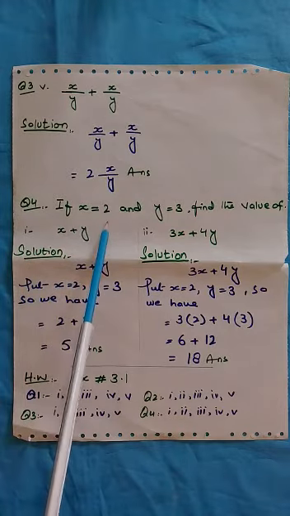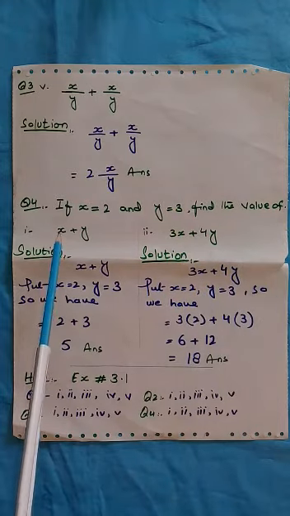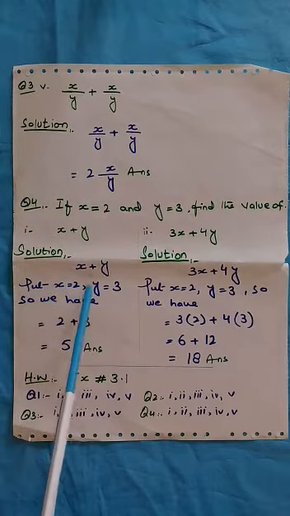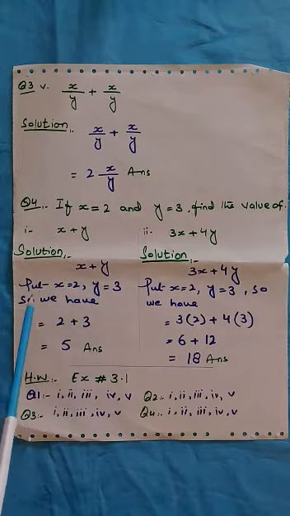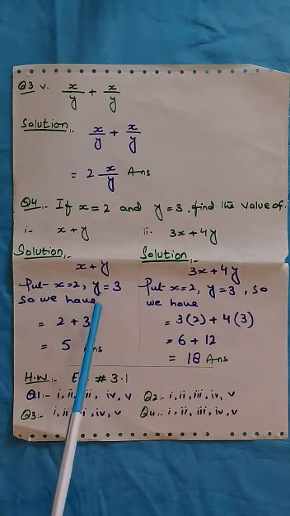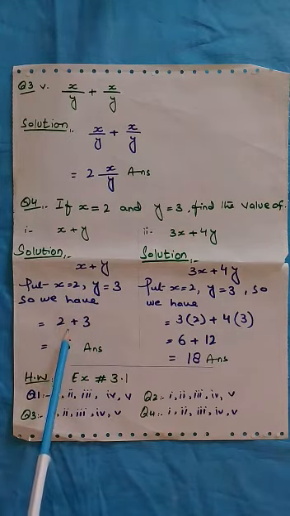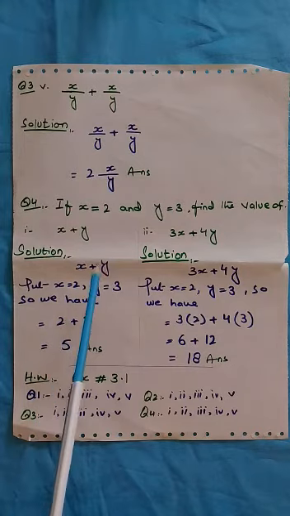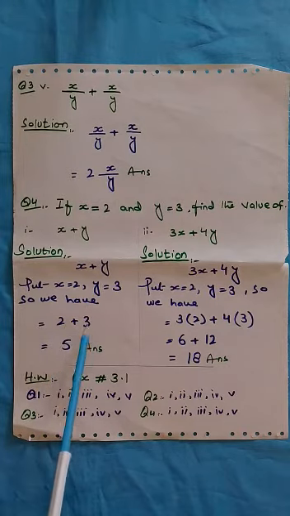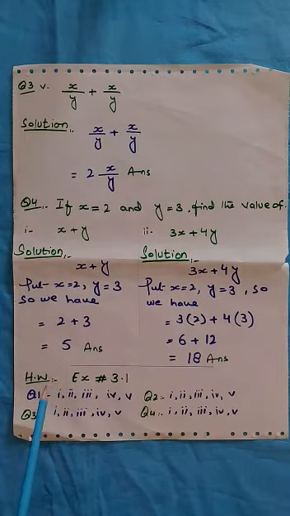Now the last question is question number 4. If x is equal to 2 and y is equal to 3, then find the values. The first one is x plus y. So first the heading of solution, then rewrite the question. Now first we will put the values of x and y. x is equal to 2 and y is equal to 3. So we put the value of x, that is 2, plus the value of y, which is 3. So 2 plus 3 is equal to 5. So the answer is 5.